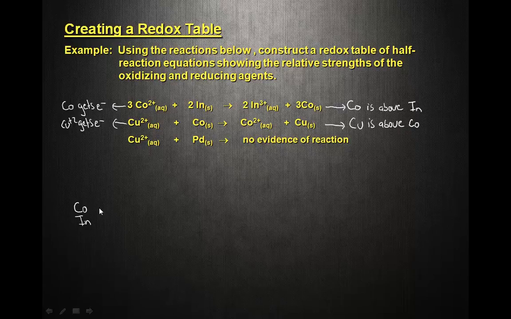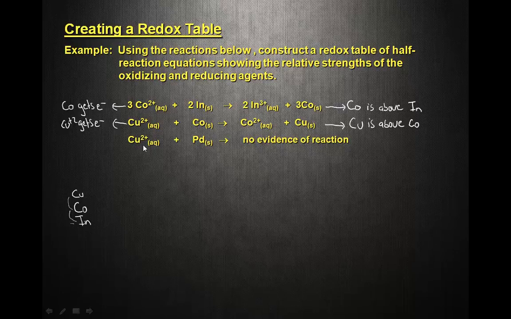So then down here in our list, Cu must be above Co. And you'll notice that if I asked you, which is stronger, Cu or In, you don't see that experiment up here anywhere, because you don't have to do it. If you know that Co is stronger than In and Cu is stronger than Co, then Cu is stronger than In as well. So it's just higher on the list is stronger. So we're just developing this list.